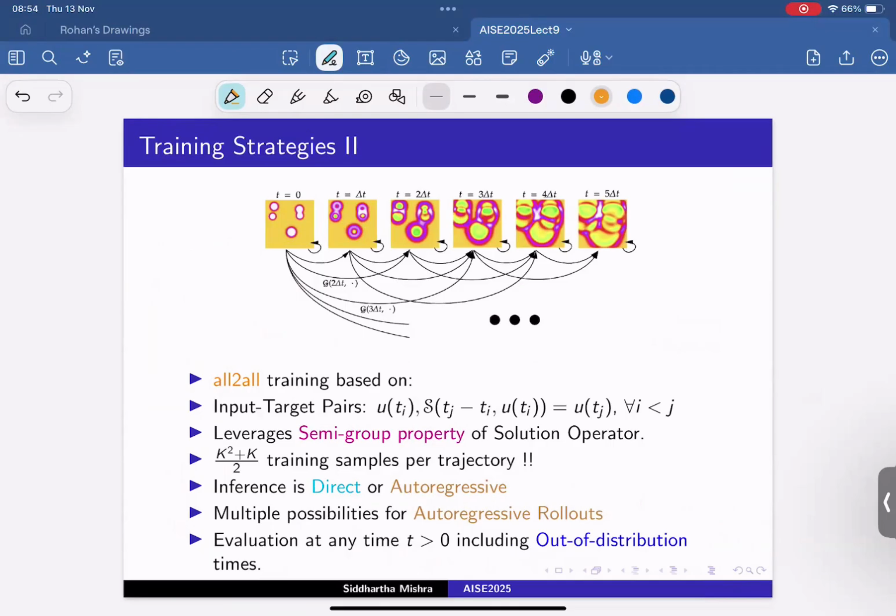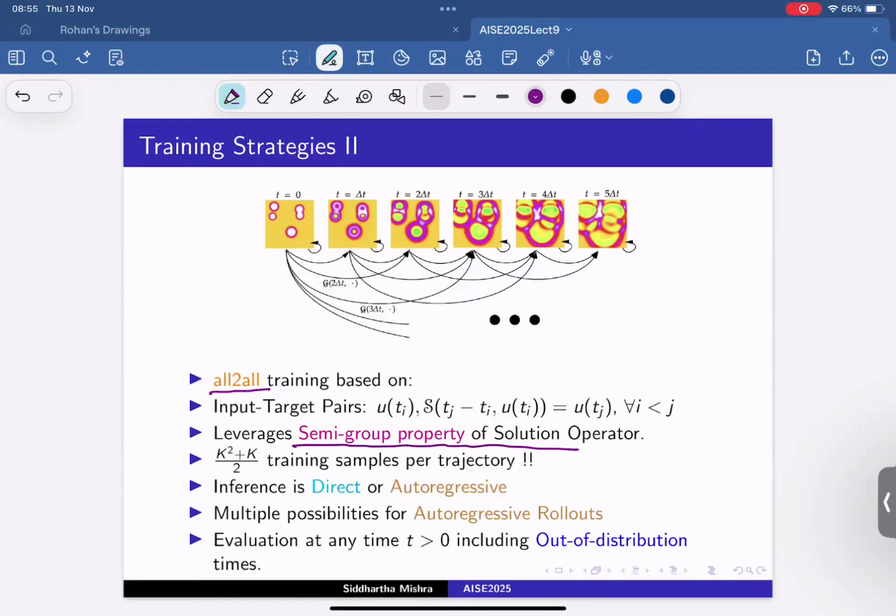This is a simple idea, but to the best of my knowledge, it was introduced by us a couple of years ago. And what do you do in that? So we essentially just do that, right? So now my inputs are any of the possible combinations that you have. The only assumption that I'm making is that it should be causal. So I cannot say that given t equal to 10, predict the solution at t equal to 8. That would not be the forward solution operator. That will be the backward solution operator. So in this case, it really leverages this semi-group property of the solution operator.